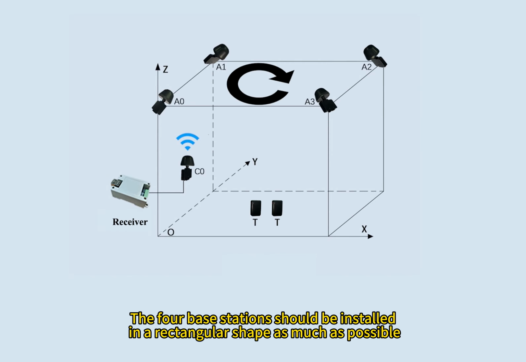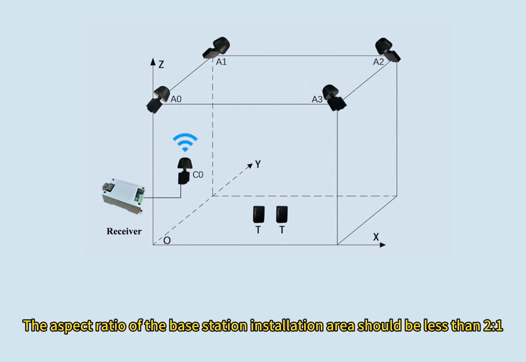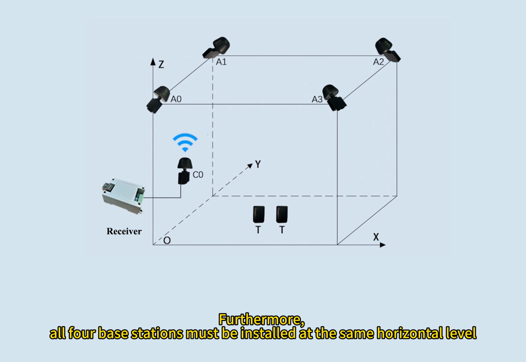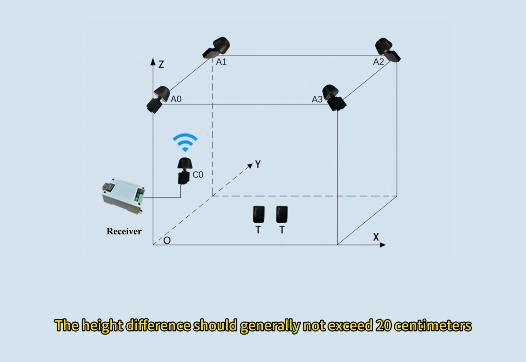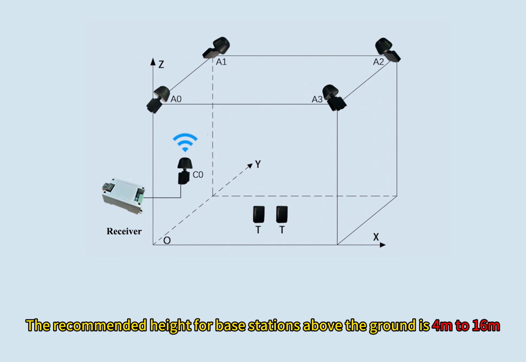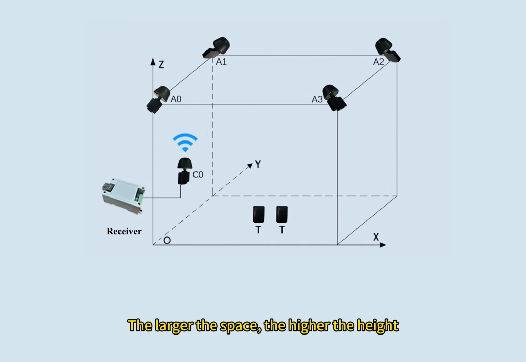The 4 base stations should be installed in a rectangular shape as much as possible. The aspect ratio of the base station installation area should be less than 2:1. Furthermore, all 4 base stations must be installed at the same horizontal level. The height difference should generally not exceed 20 centimeters. The recommended height for base stations above the ground is 2 to 6 meters. The larger the space, the higher the height.